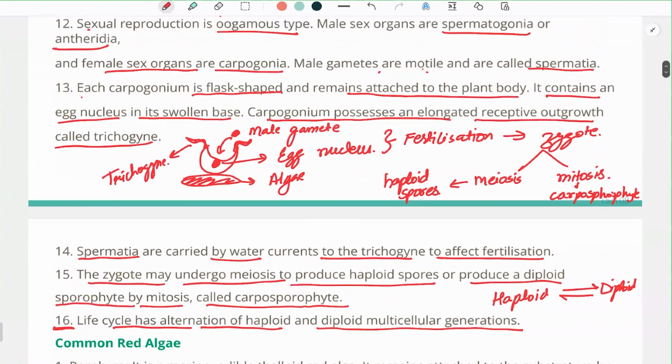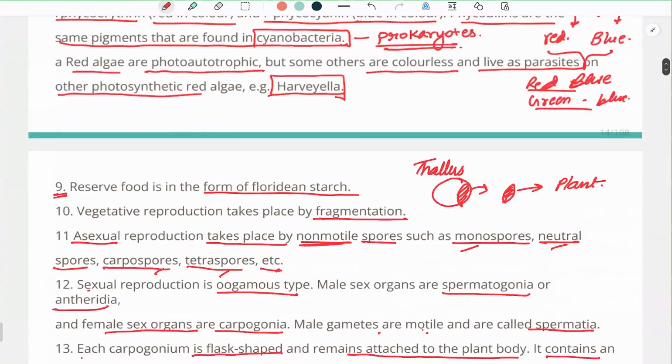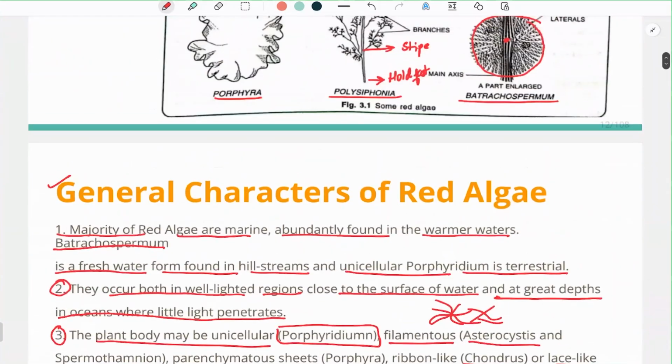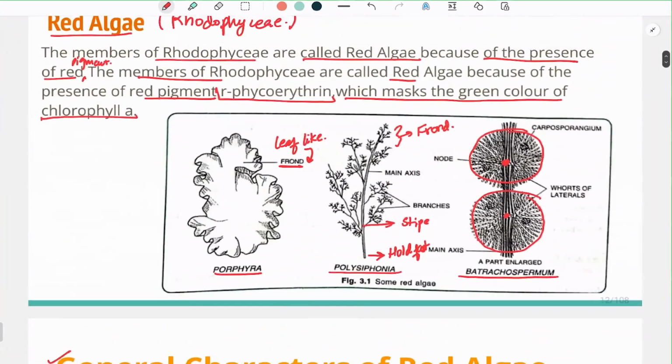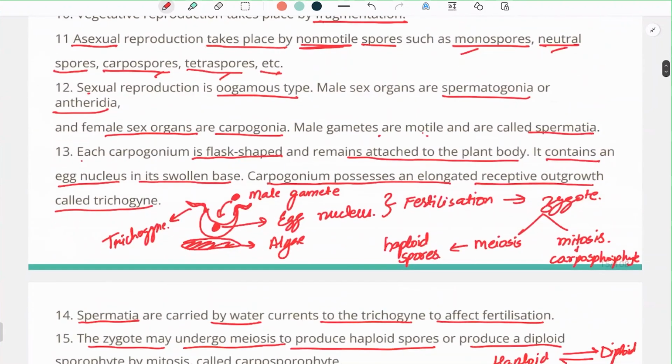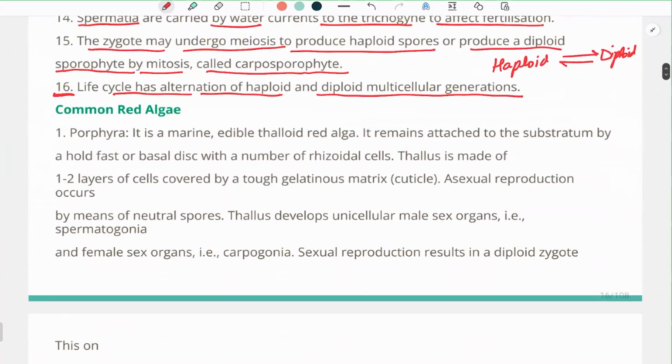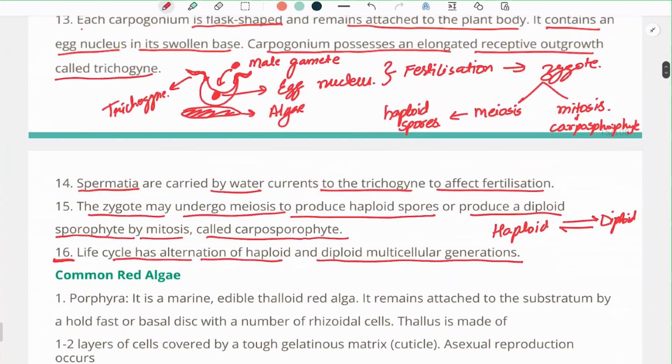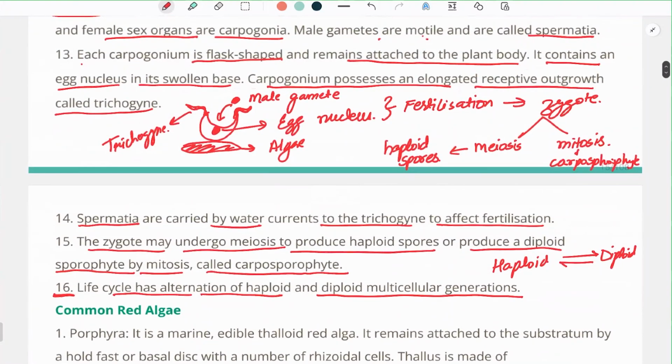So we have seen so far the important characteristics of red algae, the general characteristics of red algae, and an overview of the plant kingdom. In further sessions, we will see some common red algae and their basic uses by humans and by the ecology. Thank you so much.